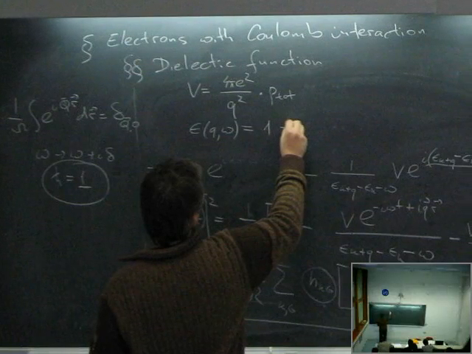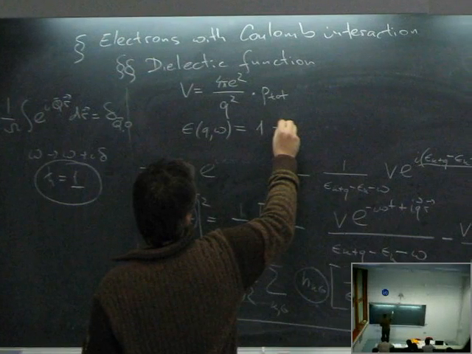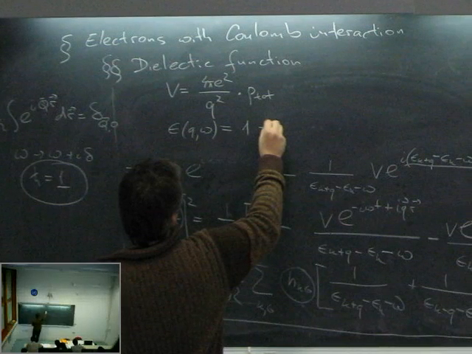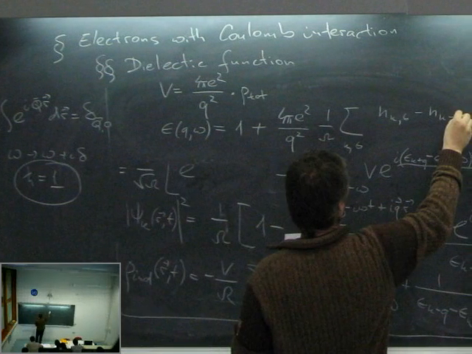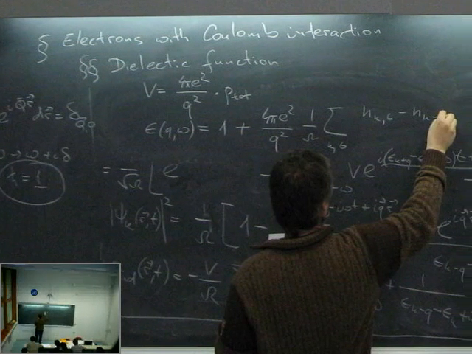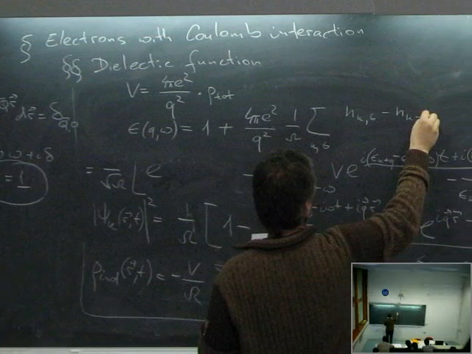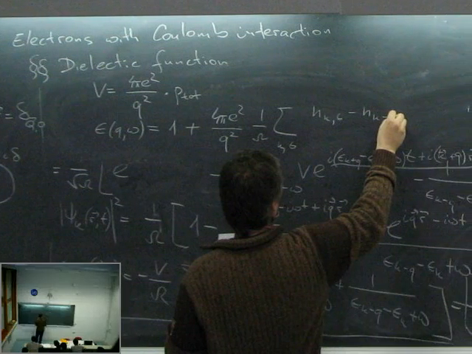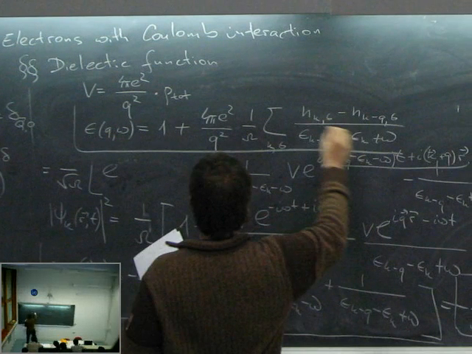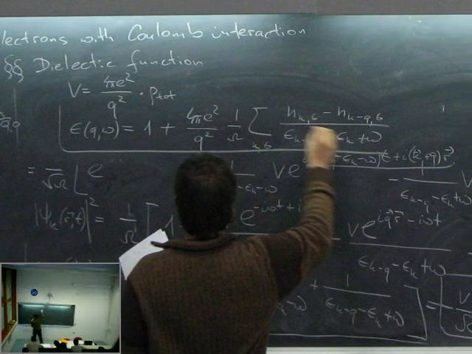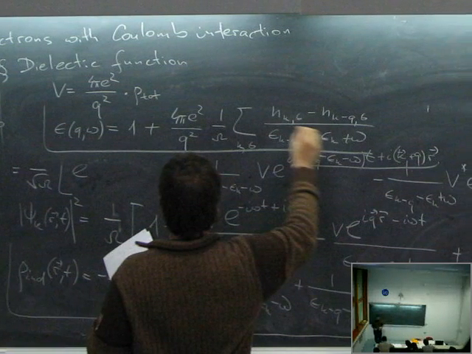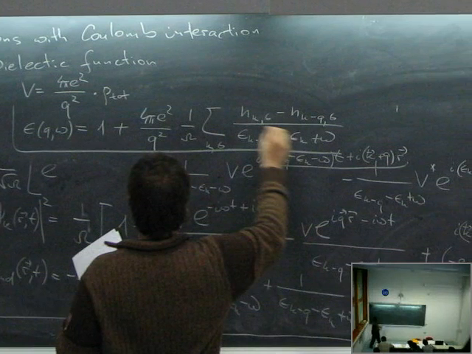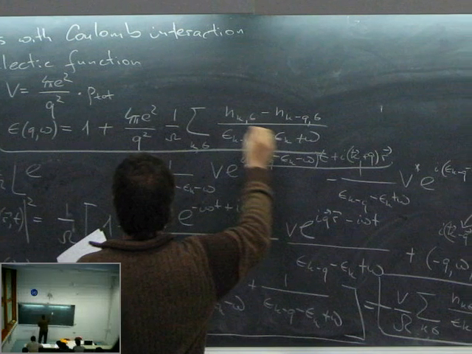e squared over q squared. Here it's 1 over volume, sum over k sigma, n k sigma minus n k minus q sigma divided by epsilon k minus q sigma minus epsilon k. So there was no sigma plus one. So this function is sometimes called polarizability.